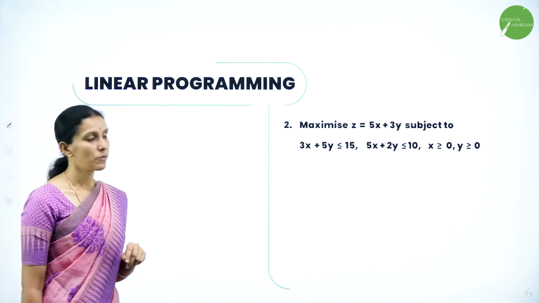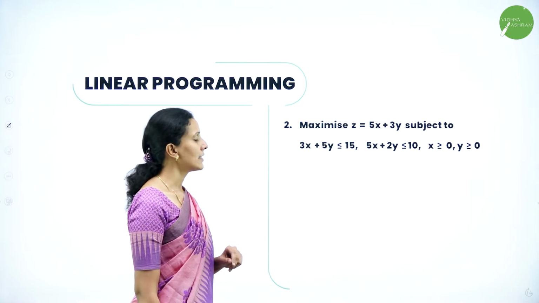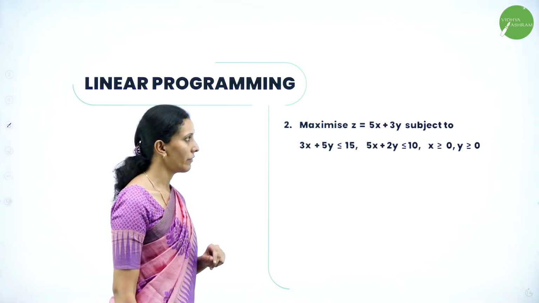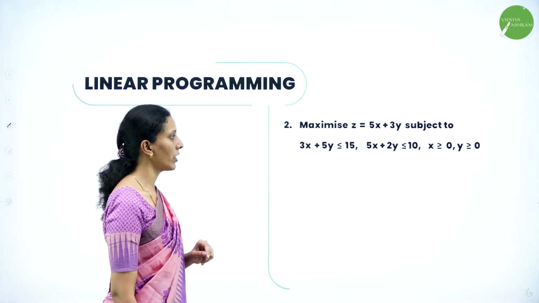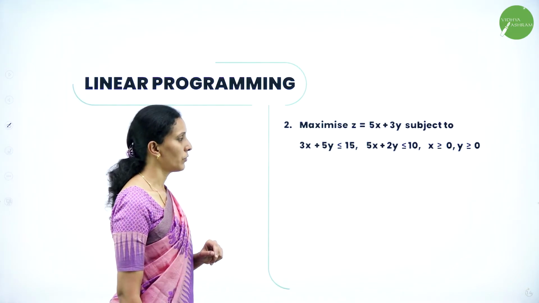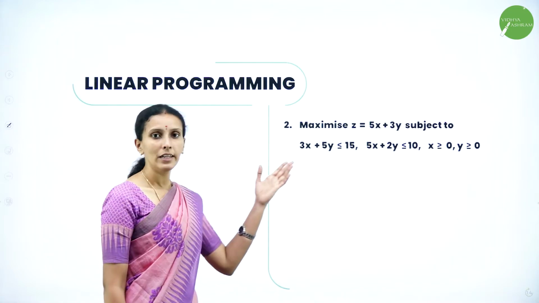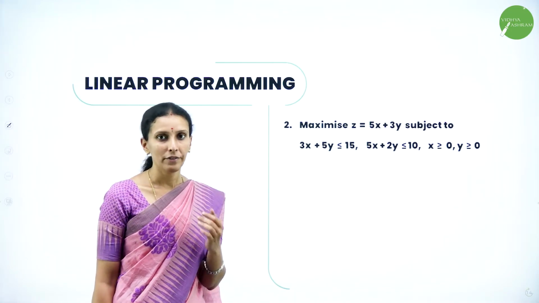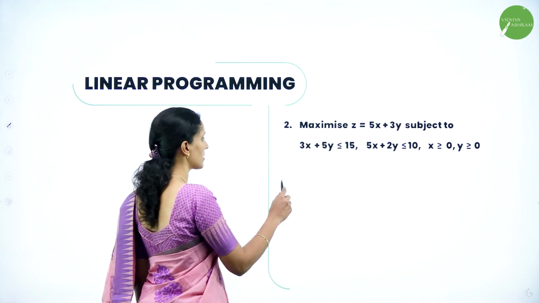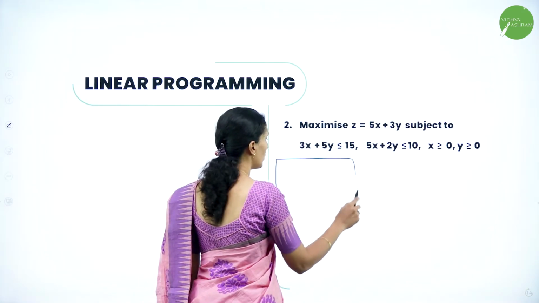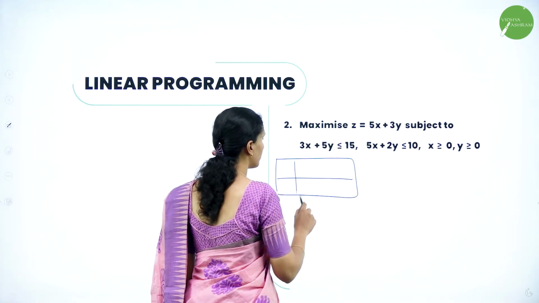Let's look at the second problem now. Maximize Z is equal to 5x plus 3y subject to the constraints 3x plus 5y less than or equal to 15, and 5x plus 2y less than or equal to 10. Again, the solution region lies in the first quadrant. First, let us solve the linear inequalities.